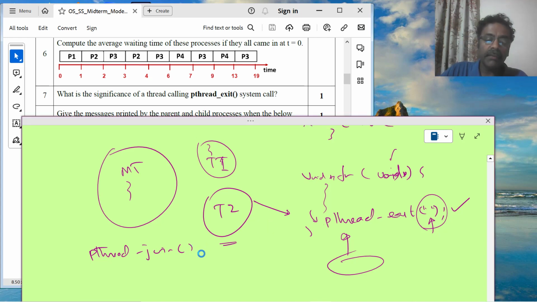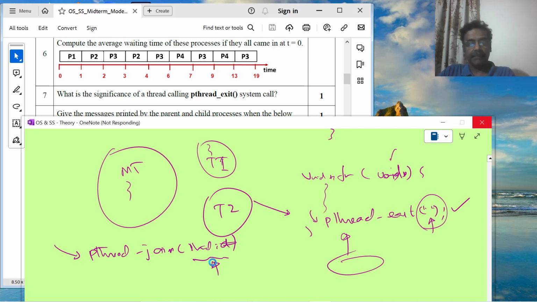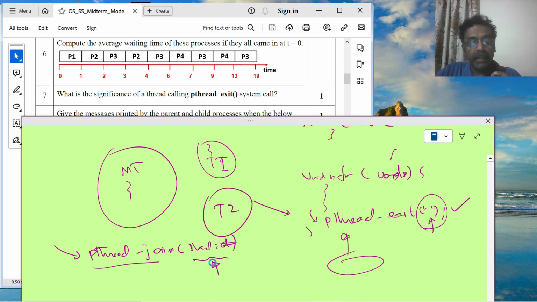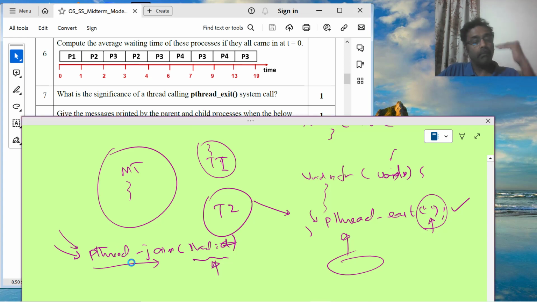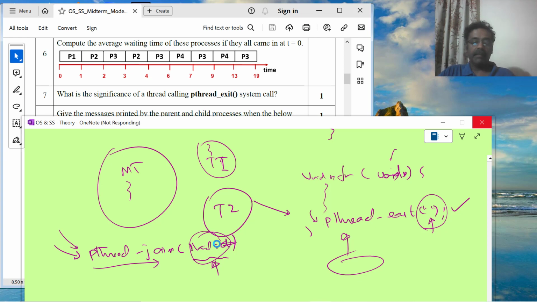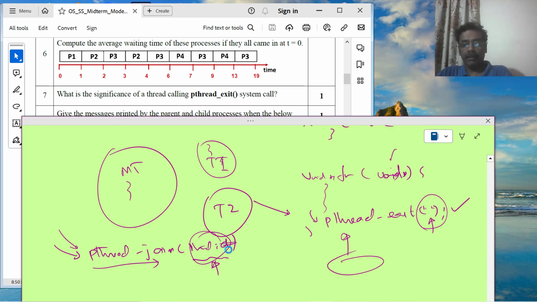Pthread join takes a thread ID as an input. The thread executing this pthread join is saying that it is interested in waiting for the thread which belongs to this thread ID to exit. That means it is waiting for it to be exited. This pthread join is going to make the calling thread stop there, blocked, in a blocked state until the thread whose ID we are passing here is terminated using pthread exit.